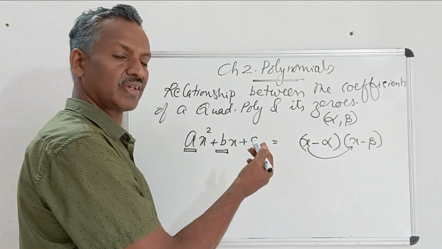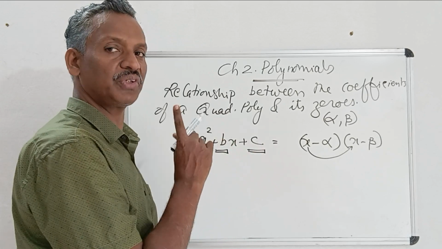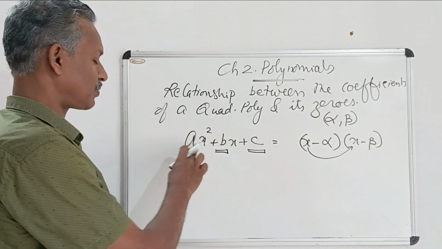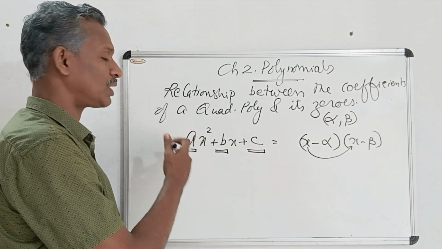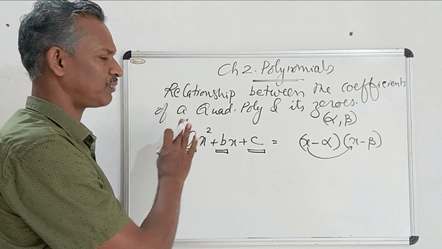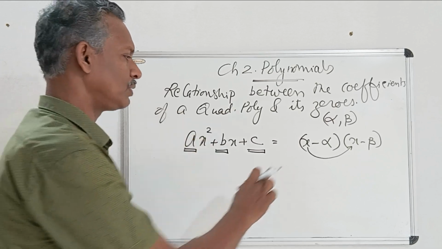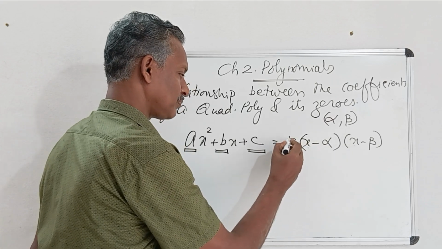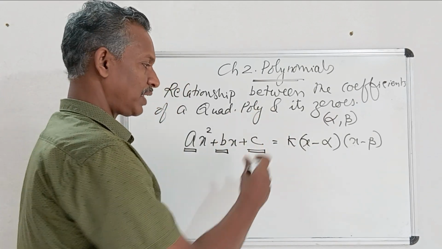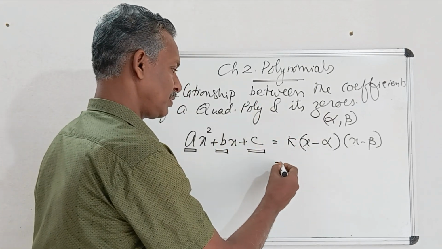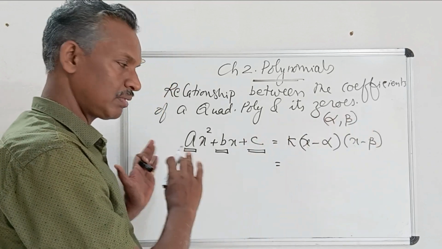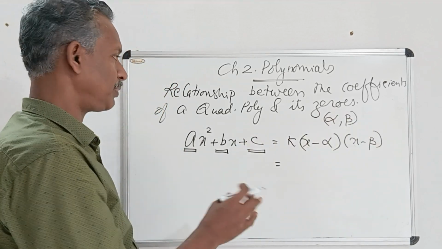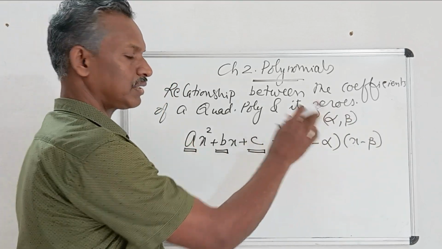It is not necessary that x square's coefficient is always 1. Here you can see x square's coefficient is a. It can be 1 or 2 or any number, 1.5, a fraction, anything can come. So here we have to write a k. k can be any number. With this we can find the relationship between the coefficients and the zeros.